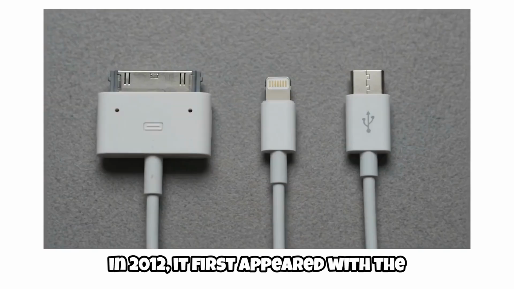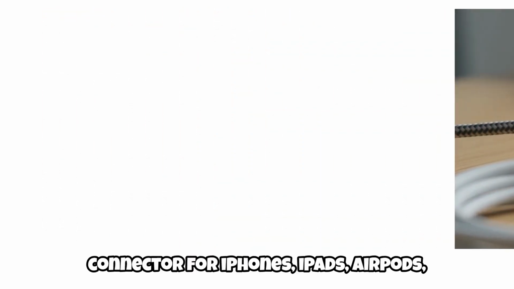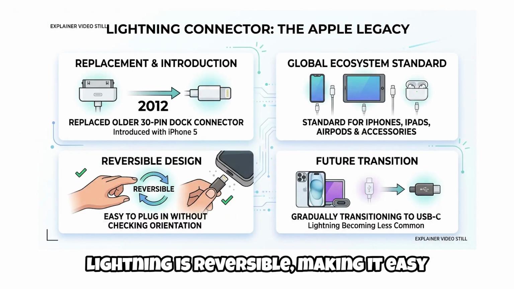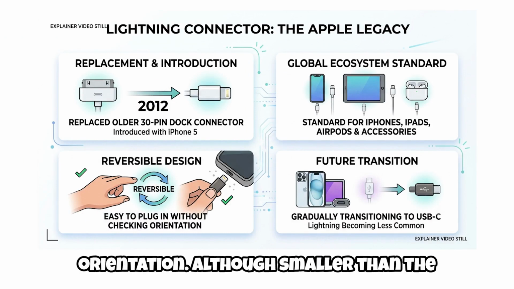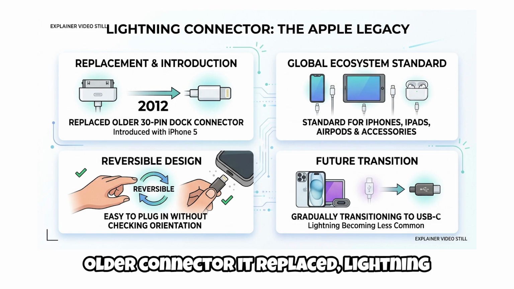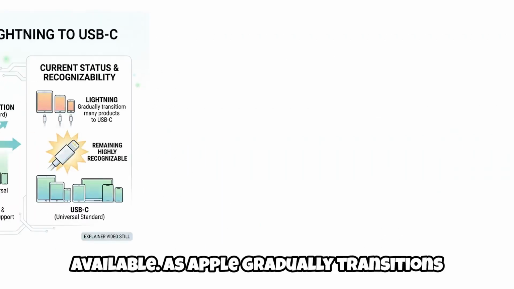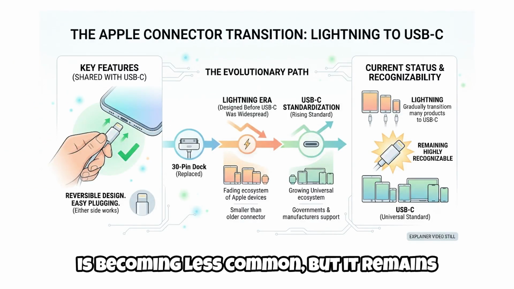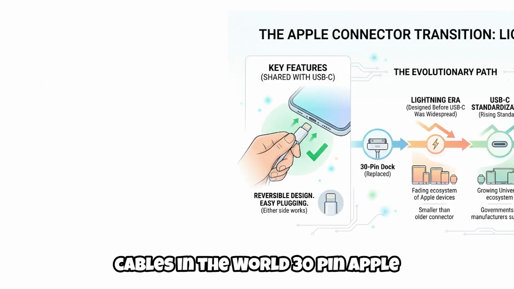It first appeared with the iPhone 5 and quickly became the standard connector for iPhones, iPads, AirPods, and many Apple accessories. Like USB-C, Lightning is reversible, making it easy to plug in without checking its orientation. Although smaller than the older connector it replaced, Lightning was designed before USB-C became widely available. As Apple gradually transitions many of its products to USB-C, Lightning is becoming less common, but it remains one of the most recognizable charging cables in the world.